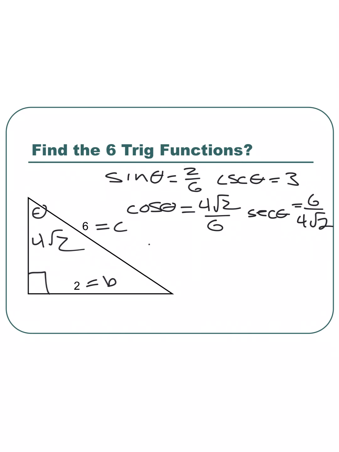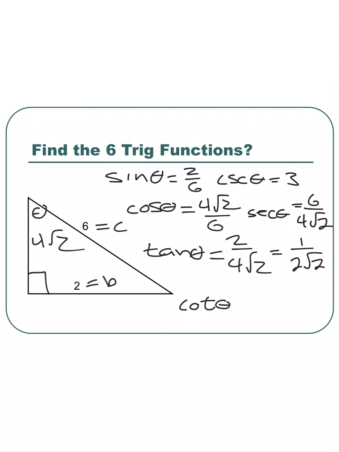And then last but not least, for my tangent, that is going to end up being 2 over 4 radical 2, which I'll simplify as 1 over 2 radical 2, which means that for my cotangent, it would end up being just 2 radical 2.